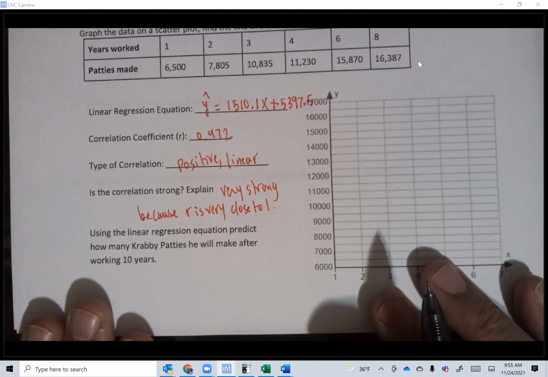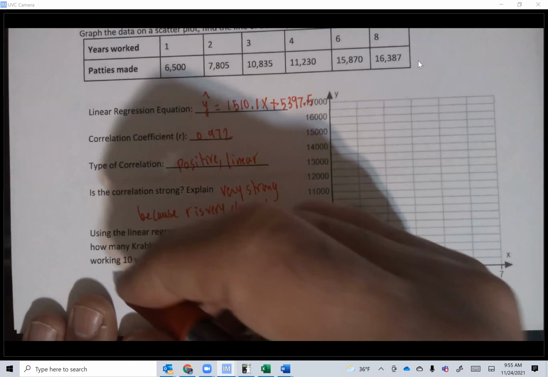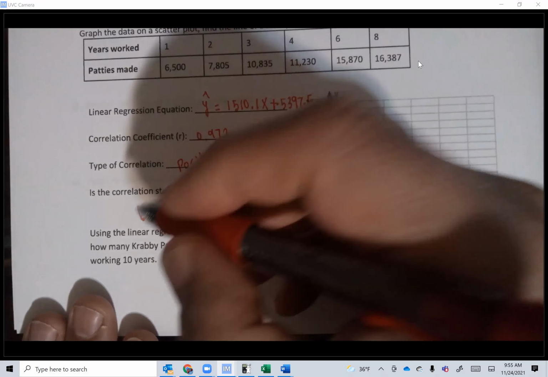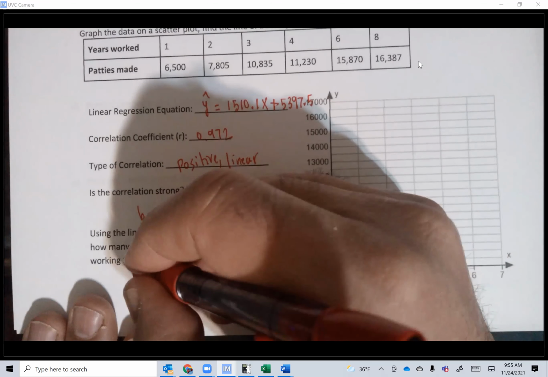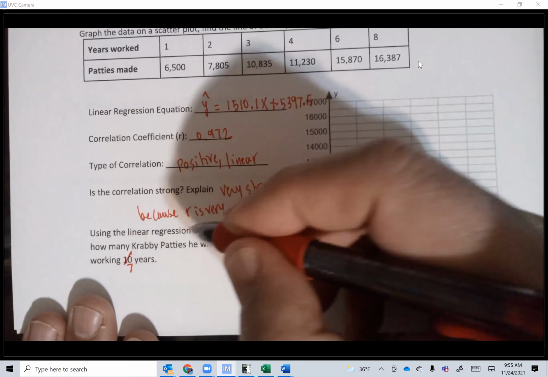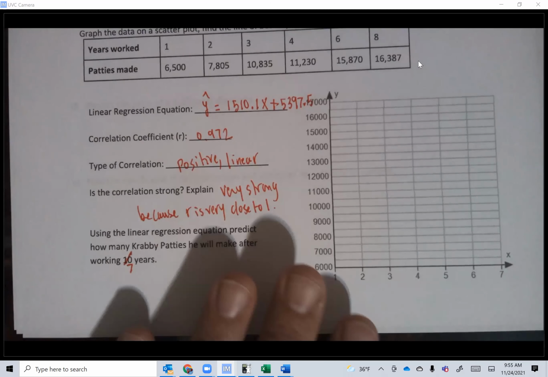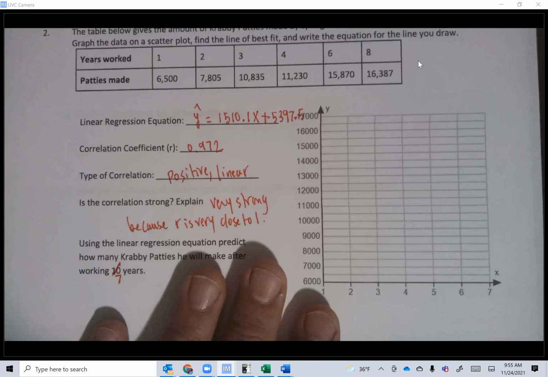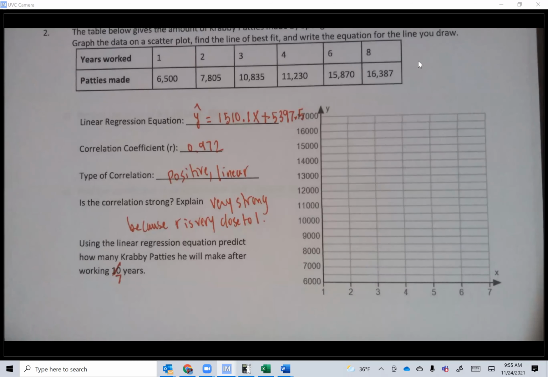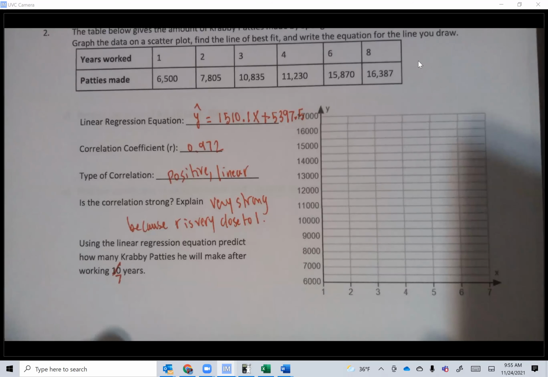Use a linear regression equation to predict how many Krabby Patties he will make after working, let's make it 7 years. Okay, so I'm going to change this one. So what are you going to do, guys? Just take the 7 and plug it in.